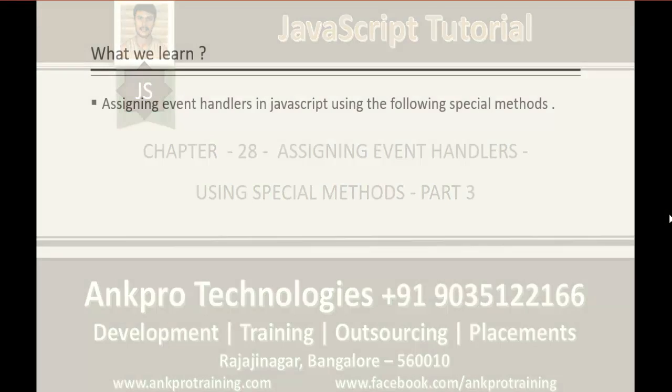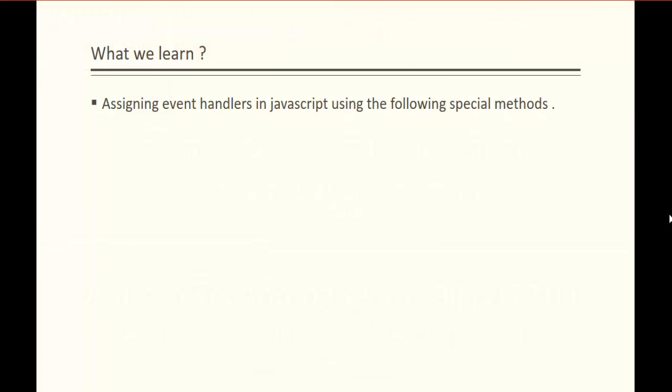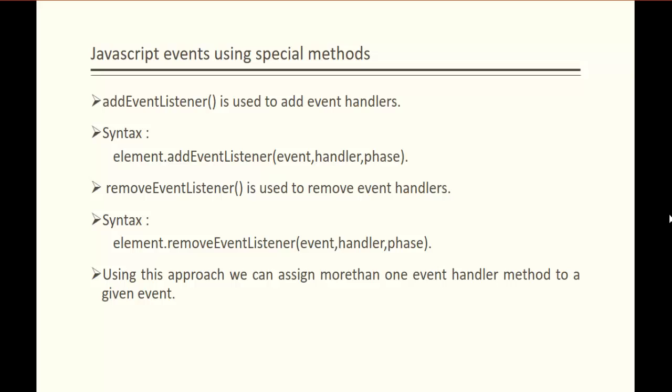In this session, we are going to learn how to assign event handlers in JavaScript using the special methods. In the last two sessions, we learned how to attach an event using HTML attributes. Also, we learned how to attach an event using the Document Object Model, that is, the DOM object property. Right now we are going to attach an event with the help of some special methods. The special methods are addEventListener.